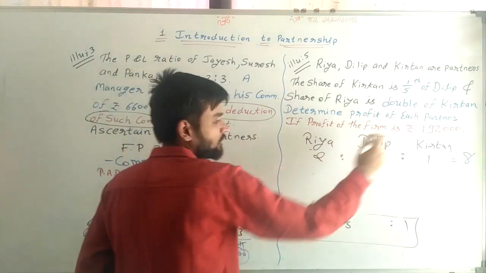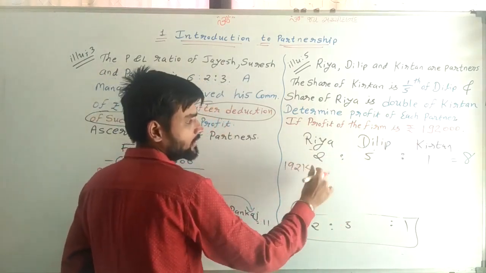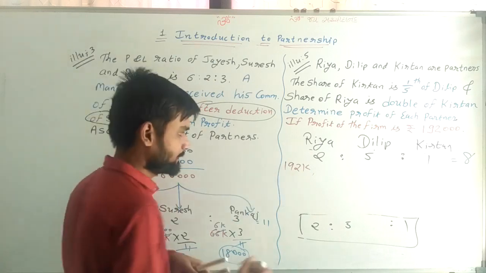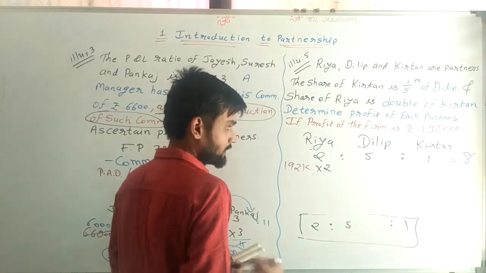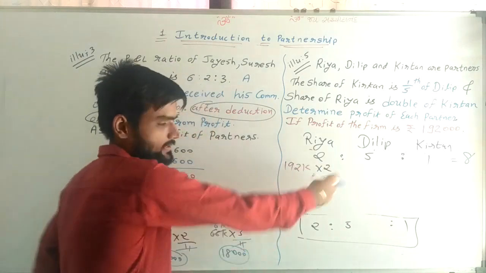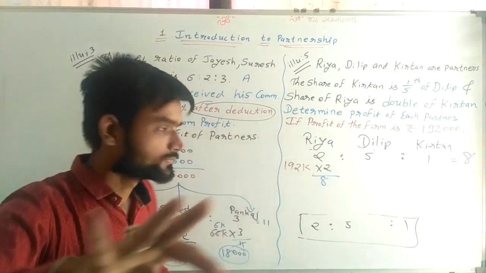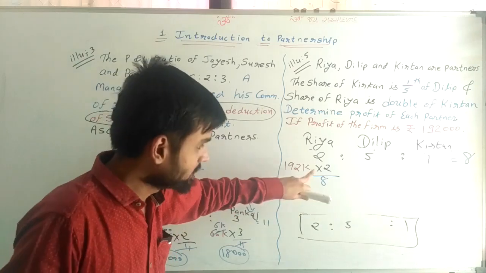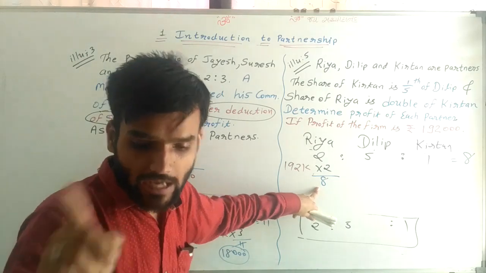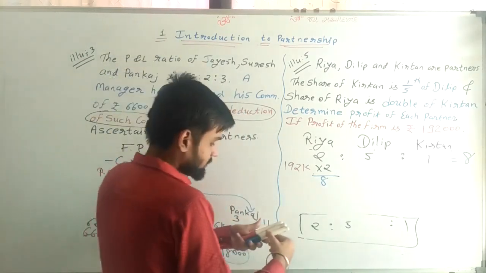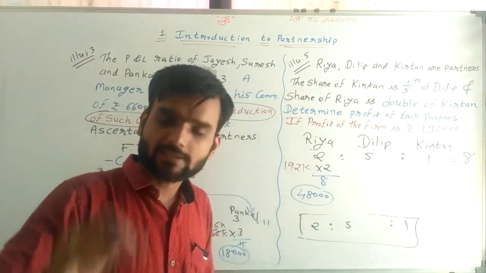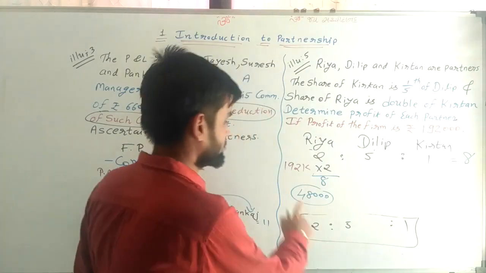Find the values. First of all, 1,92,000 is given, which we need to distribute among the partners. So write down 1,92,000 into 2, divided by the total, 8. Now solve this. In the calculator, you can write 1,92,000 into 2 and divide by 8, and your answer will be 48,000. So your answer is 48,000 rupees.